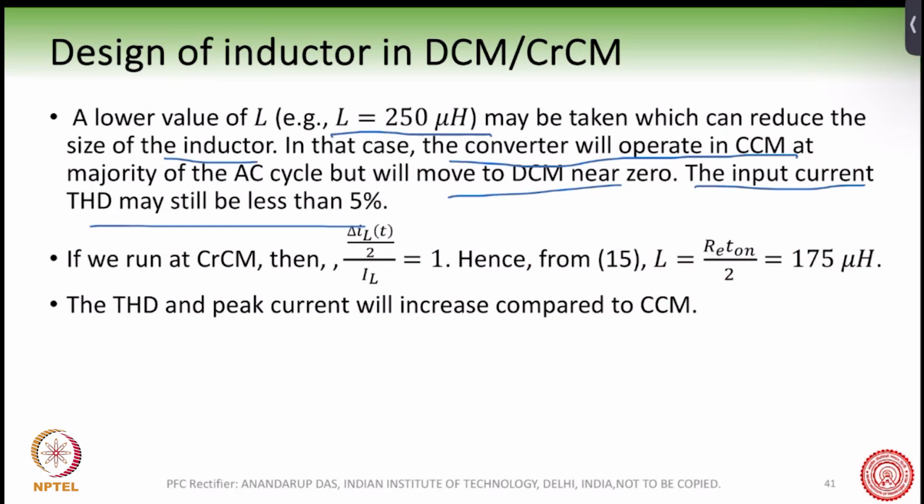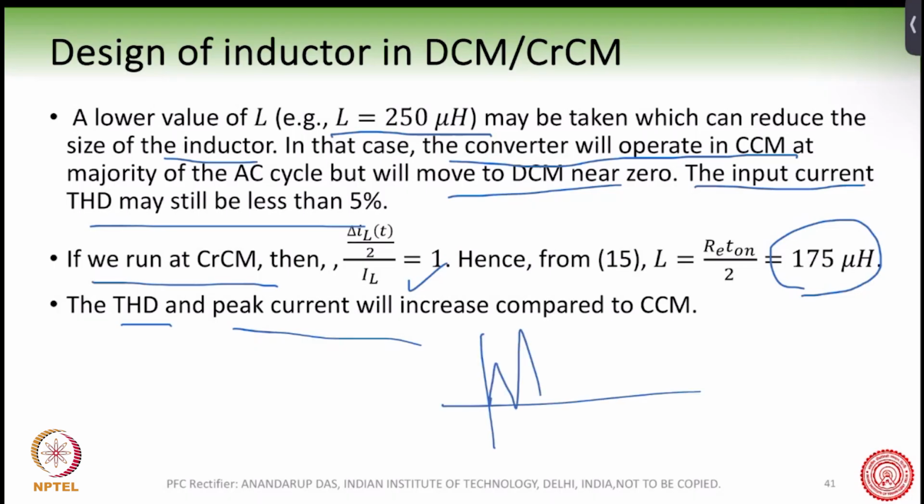We want to reduce from 350 microhenry to a lesser value. Again, if we run it at CRCM, then from the previous equations which we have derived, delta IL by 2 is equal to IL. And so the value of inductor can go down to 175 microhenry. But with the penalty that the THD and the peak current will increase as compared to CCM. We can go up to this value, no problem with it, but we have to be careful about how much the THD is, because at CRCM the current will become like this. We have to see this one.